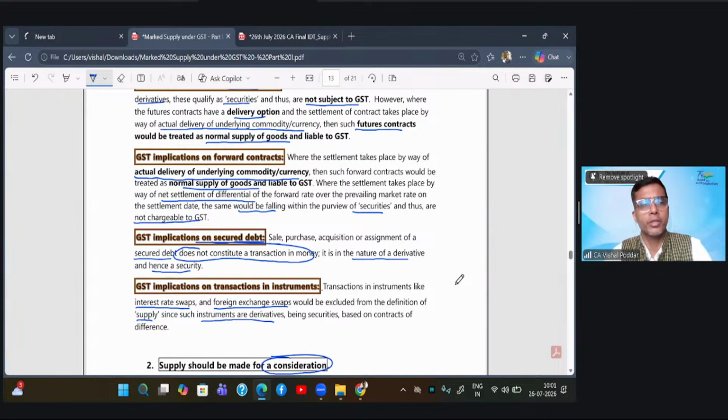Other means where the condition is not satisfied. In that case, it will not be a supply. Okay, got it. Not a supply, then no GST, of course. Perfect. No supply, no GST.